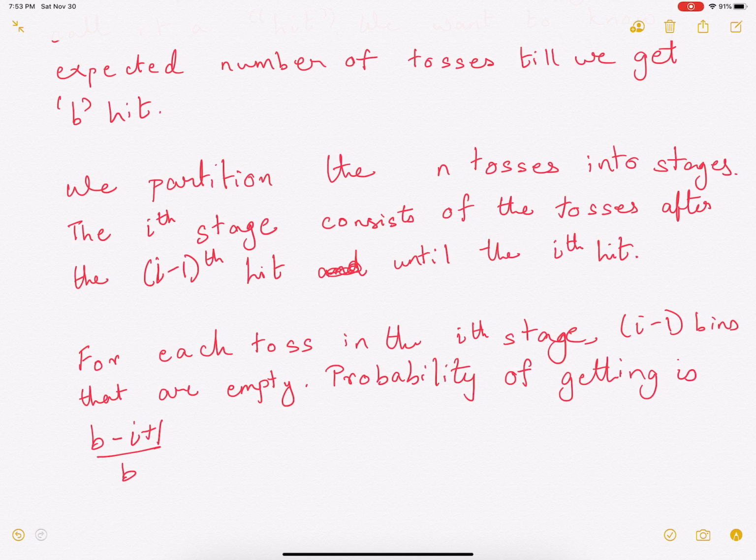How do we get B minus i plus 1? It is the number of empty bins at this stage. If the toss that you do for this ball lands in one of these empty bins, then you are going to get a hit. Otherwise, you're going to get a miss.